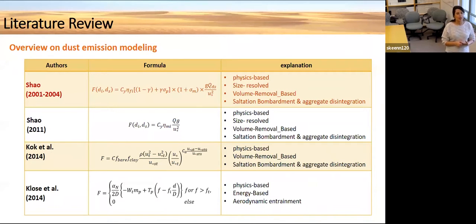And also, it has considered two main mechanisms of dust emission, which are saltation bombardment and aggregate disintegration. Fragmentation of the aggregates has been considered as the main mechanism of creating dust from the crusted surfaces. And also, this scheme gives us an opportunity to enter minimally and fully dispersed particle size distributions for calculating the dust emission rate.